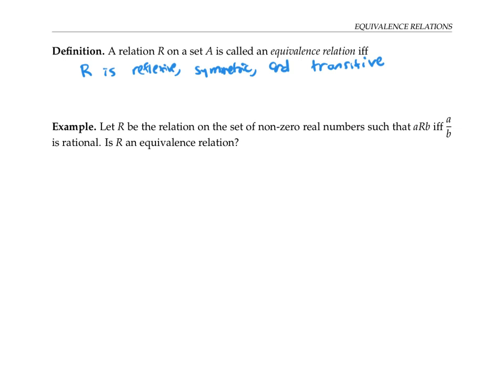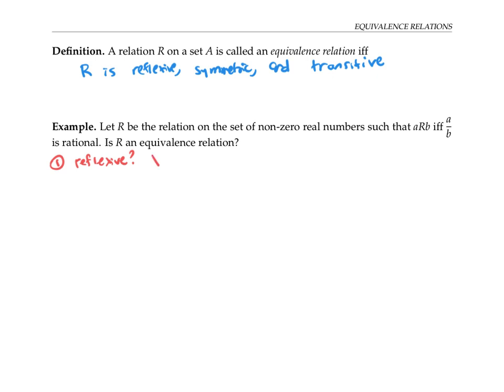Let R be the relation on the set of non-zero real numbers given by A is related to B if A over B is rational. Note that we're looking at non-zero real numbers, so we don't have to worry about dividing by zero. Let's check if R is an equivalence relation. First, let's check if R is reflexive.